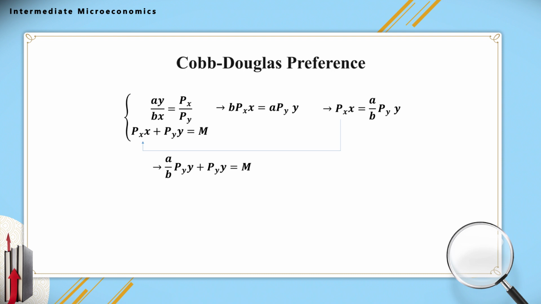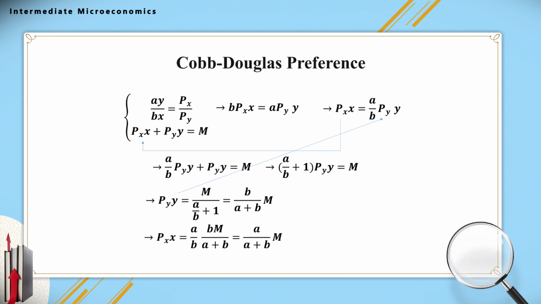We get A over B Py y plus Py y equals M. By rearranging it, we get Py y equals B over A plus B times M. So Px x equals A over A plus B times M.